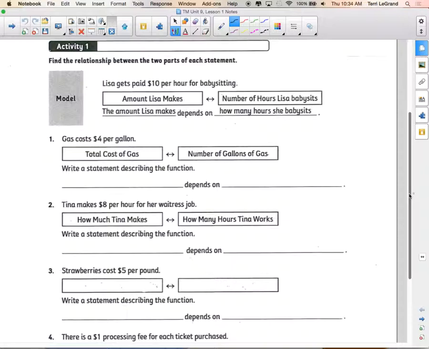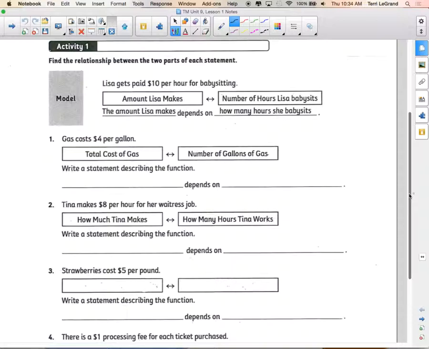But there are two things that can change in this particular situation. One of them being how much is Lisa going to make total? What's her total amount she will make? And the other thing is the number of hours that Lisa actually babysits. So those are changeable. Babysitting hours, how much money she makes total. The $10 per hour, that's not changeable. So when we're talking about a relationship, we're talking about the things that can change. And that one of them changes based on the other, okay?